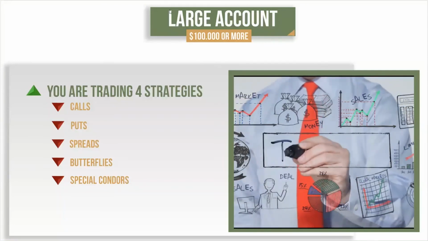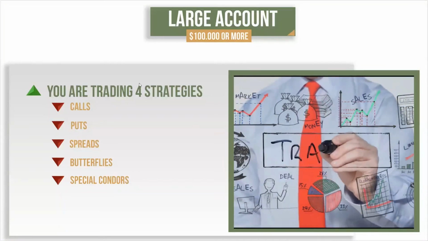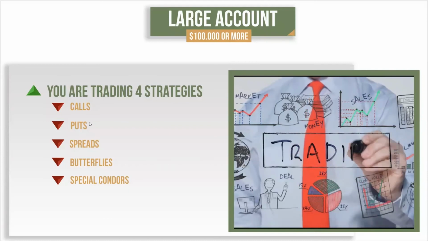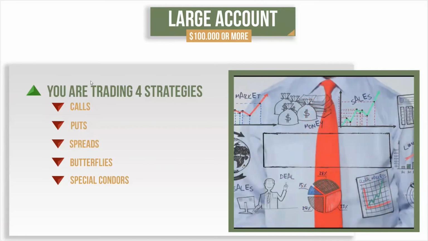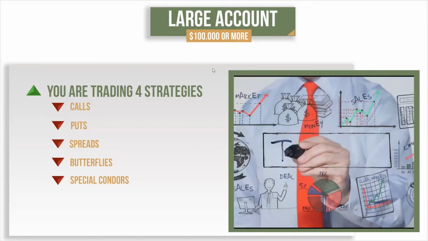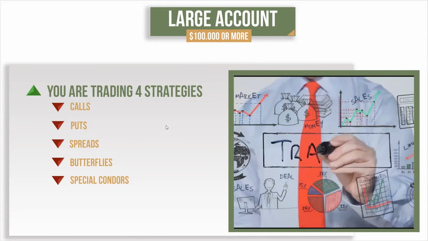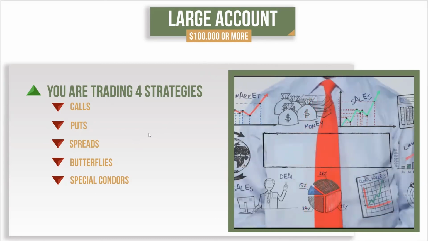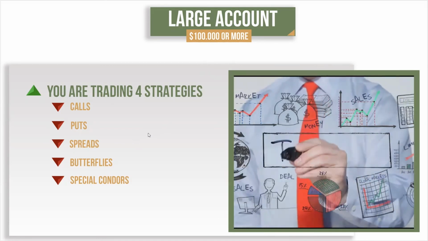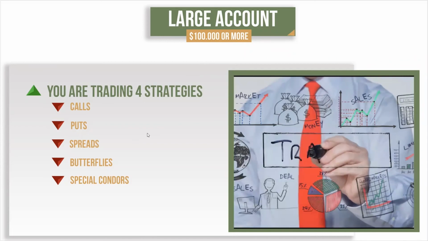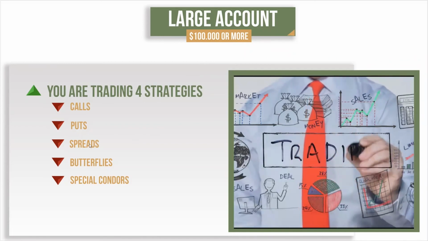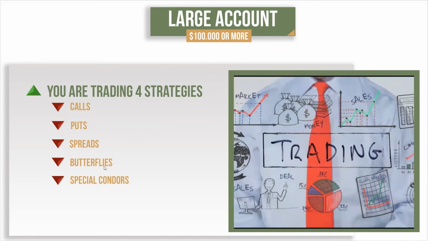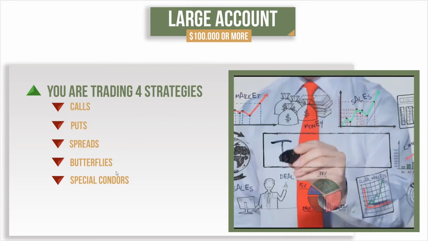Okay, so now when you got your account 100 grand or more there, now instead of just doing calls and puts, now you're able to open up some other strategies, okay? Because some of these other strategies are going to take a little bit more money and a little bit more expertise. So now you graduated from calls and puts. Now you got a margin account. Now you got some level 3 options trading there. Now you can introduce spreads, butterflies, and special condors into your trading strategies.